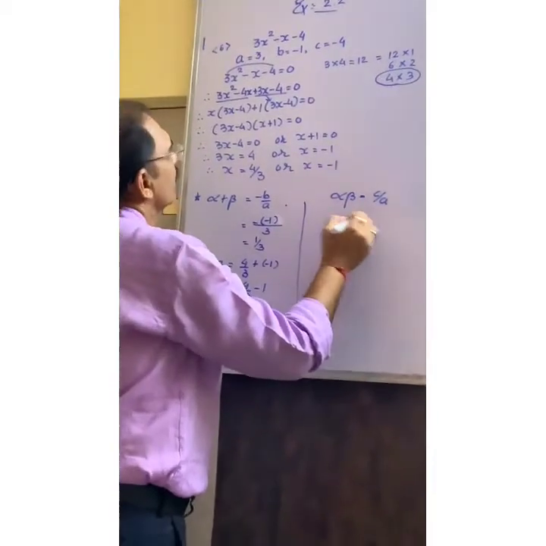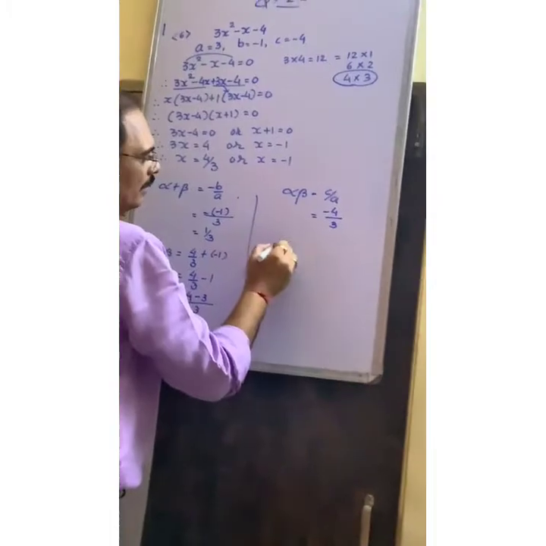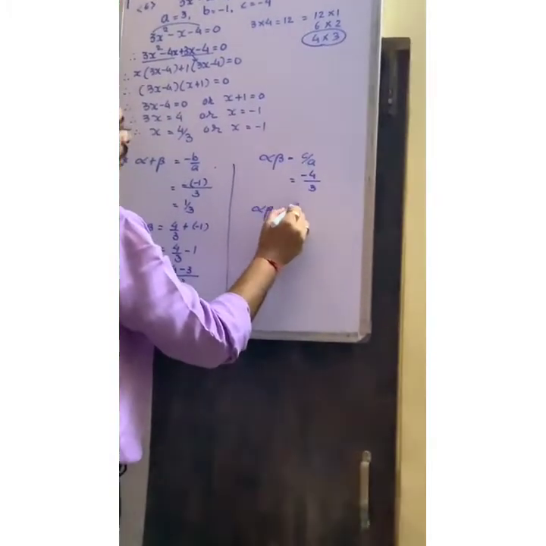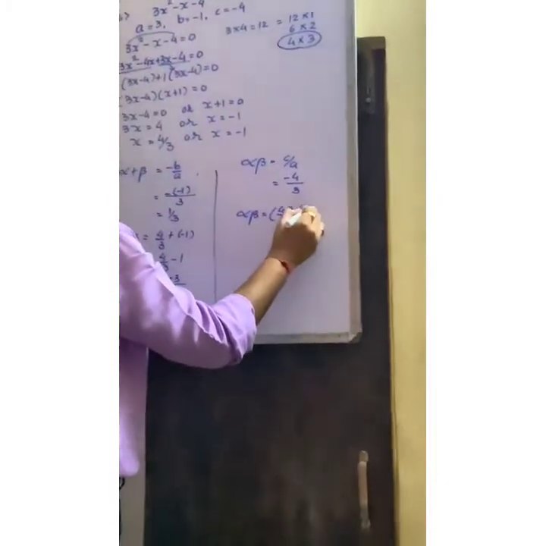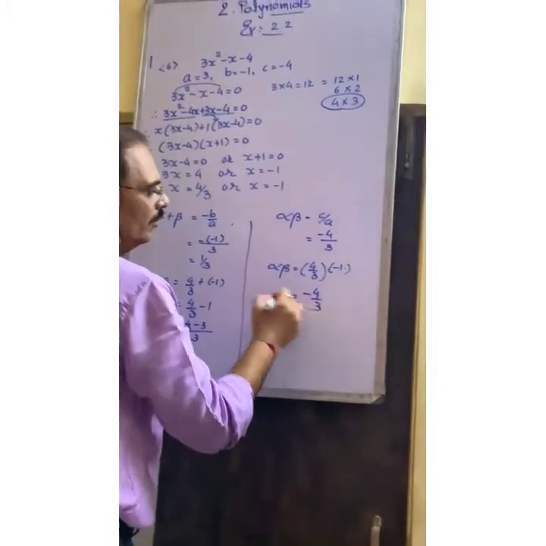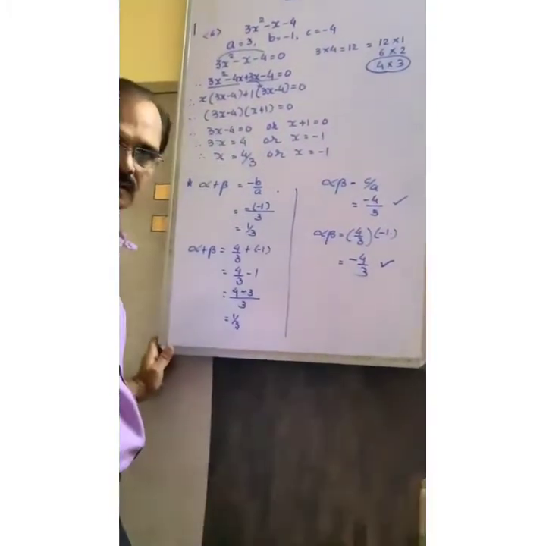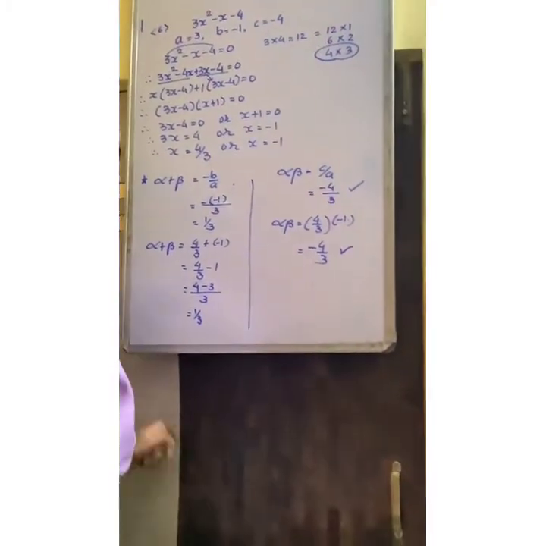Similarly, C upon A. C is what? Minus 4 upon A is 3. And according to calculation, alpha is 4 upon 3 and beta is minus 1. Plus minus minus, 4 ones are 4 upon 3. Once again, according to formula, according to calculation, verification is done. It is very simple sum.